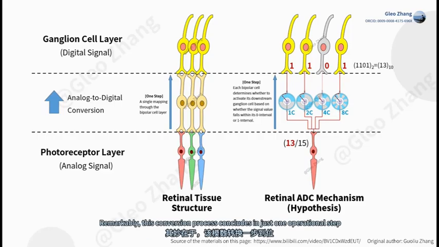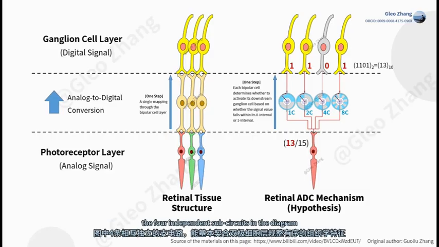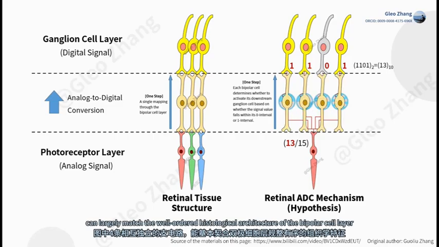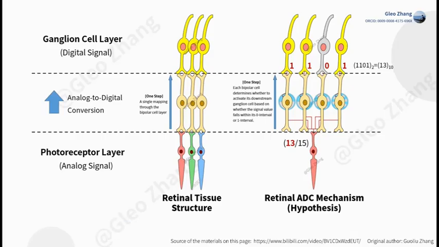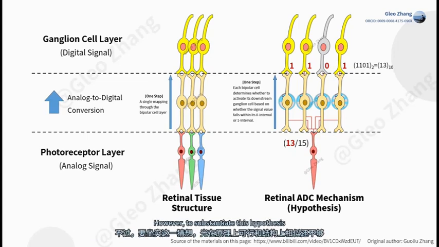Remarkably, this conversion process concludes in just one operational step. Moreover, we observe that the 4 independent subcircuits in the diagram can largely match the well-ordered histological architecture of the bipolar cell layer. This suggests that the human retina may indeed utilize the Z1 circle method to accomplish rapid analog to digital conversion from the photoreceptor layer to the ganglion cell layer. However, to substantiate this hypothesis, mere theoretical feasibility and structural similarity are insufficient. We require more definitive biological evidence.